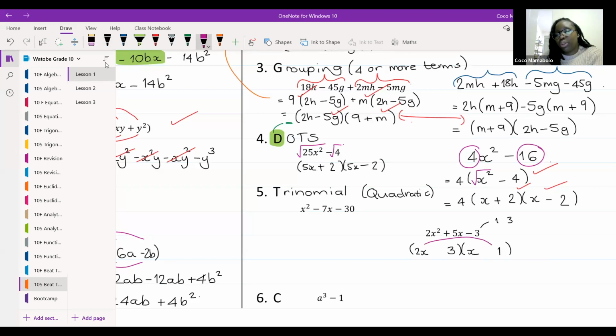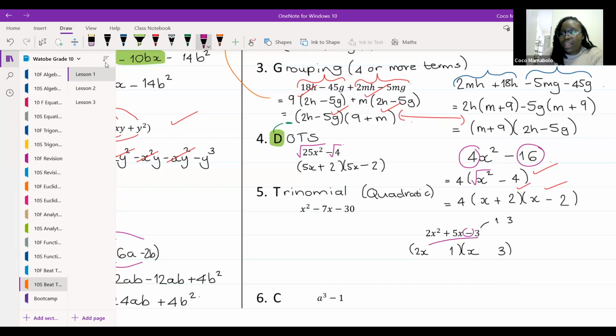2 times 1 will give us 2x. And over here, I'm going to get 3x. 3 times x, which will give us 3x. Agreed? Good, but because there's a minus, we're going to have to minus one of those things. Is that going to help us? No. So we need to switch these numbers around. We just need to put the 3 here and the 1 here. Are you with me?